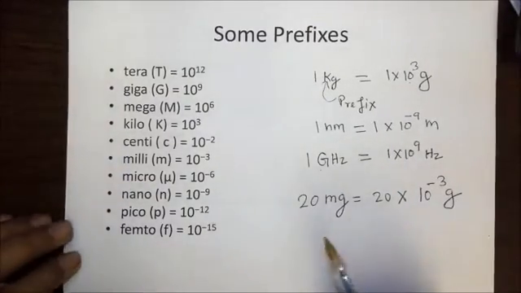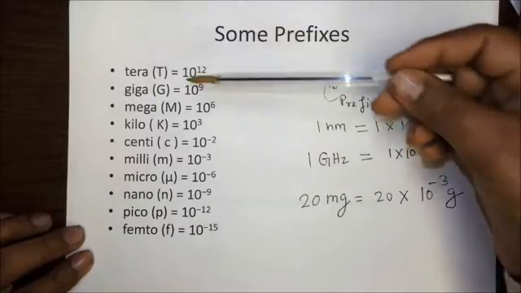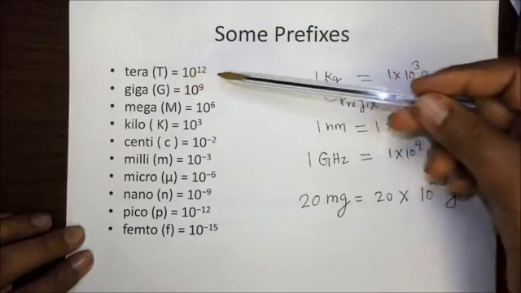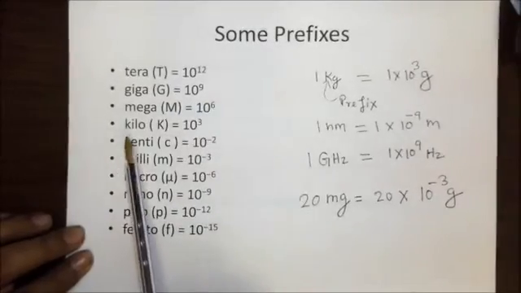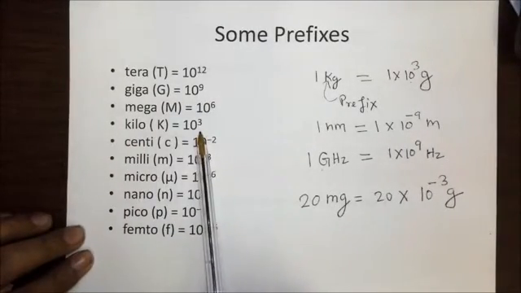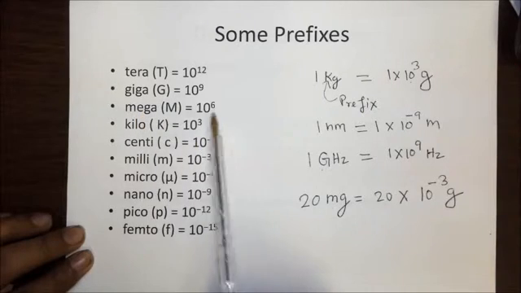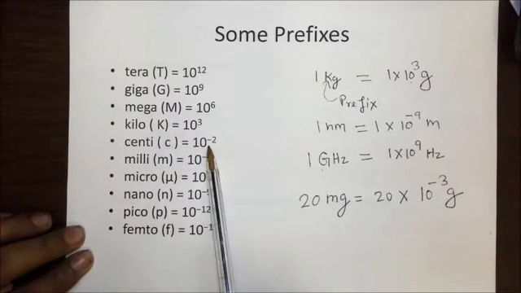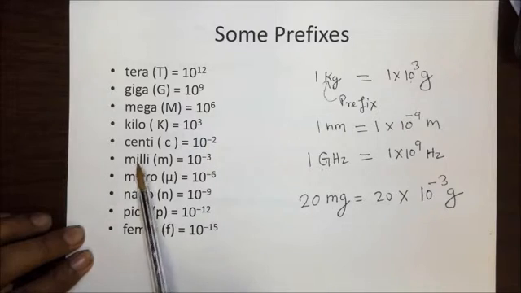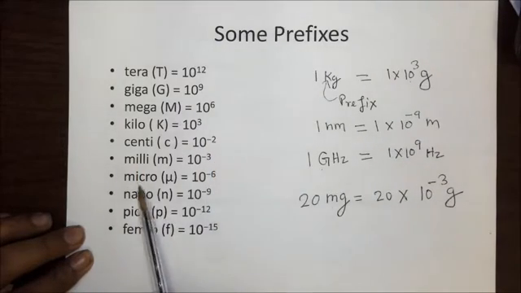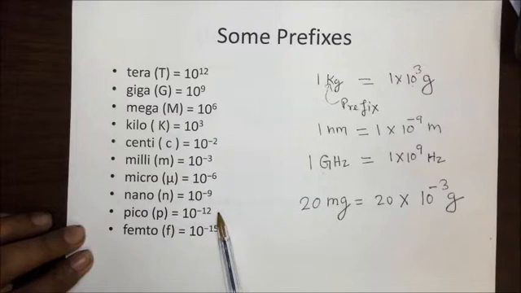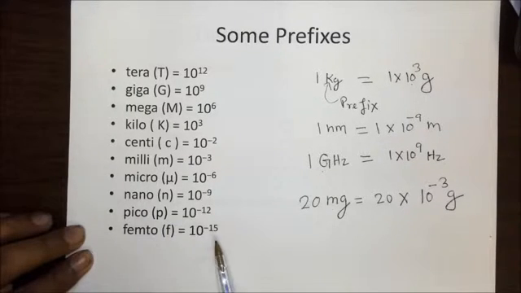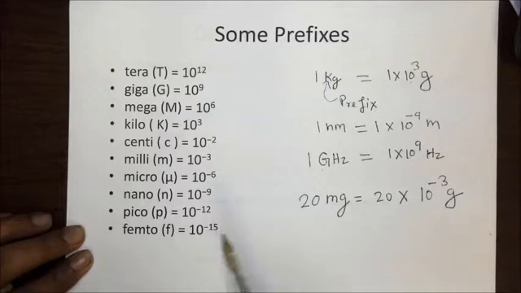So in physics or in science, these are the prefixes that are used. Tera means 10 to the power 12. Giga means 10 to the power 9. Kilo means 10 to the power 3. Mega means 10 to the power 6. Centi means 10 to the power minus 2. Milli means 10 to the power minus 3. Micro means 10 to the power minus 6. Nano means 10 to the power minus 9. Pico means 10 to the power minus 12. And femto means 10 to the power minus 15.